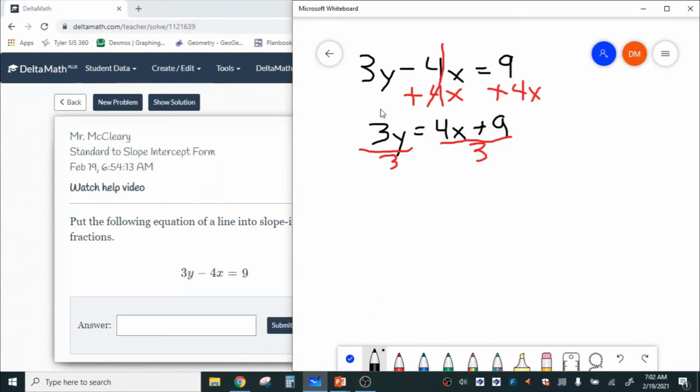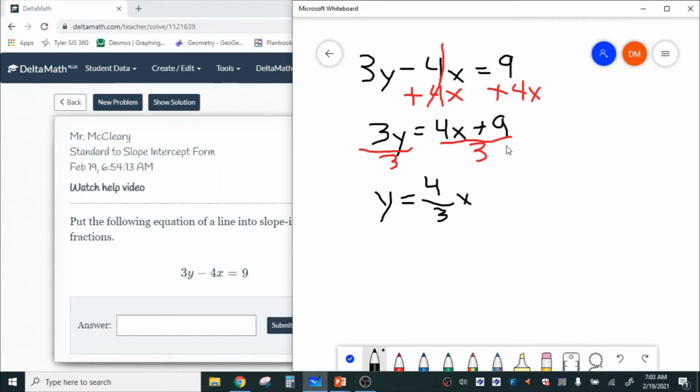So let's see, we've got this 3y divided by 3. That just leaves us with a single y, which is exactly what we wanted. We're going to leave this as an improper fraction on the x, so we've got 4 over 3. So this is the nice way to keep the slope. It lets us know if we were to graph this that every point we make, we're going to go up 4 and over 3 to get to the next point. So that's why we leave it that way.